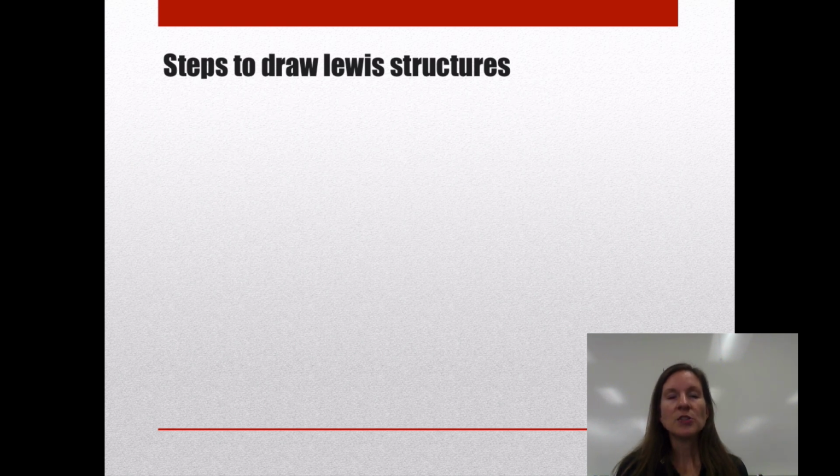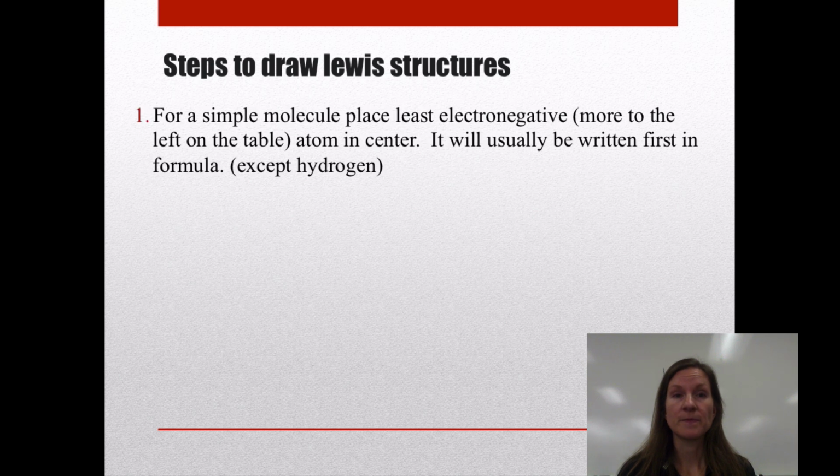So how do you, given a formula, know how to draw Lewis dot structures? Well, number one thing is you kind of have to write on your paper where you think the elements go, given just a general idea, so you have something to build from. And the rule of thumb is that for a simple molecule, when given a formula, you're going to put the least electronegative one in the center, and that would be the one that's furthest to the left.